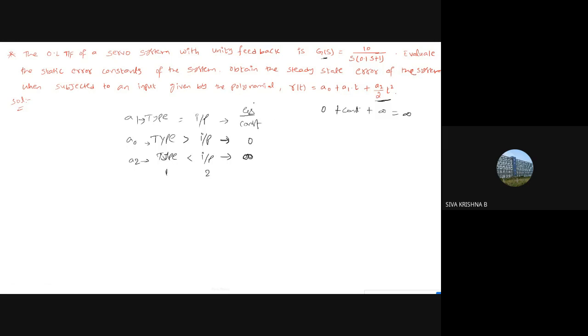Okay, before going to the problem, that means before going to the actual procedure, by using these 3 things which I told you in the last class, you can find what the ESS is for the given input. By using this value, you can find directly what the output is.